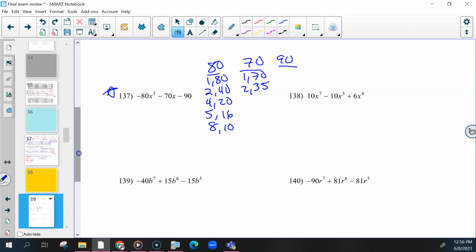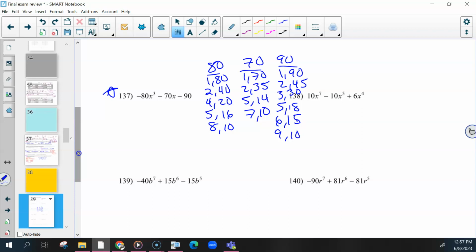5 and 14, 7 and 10. And then 90: 1 and 90, 2 and 45, 3 and 30, 5 and 18, 6 and 15, 9 and 10.